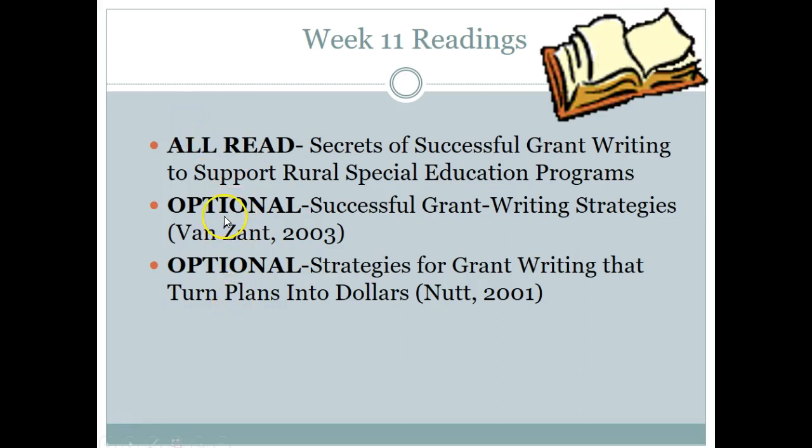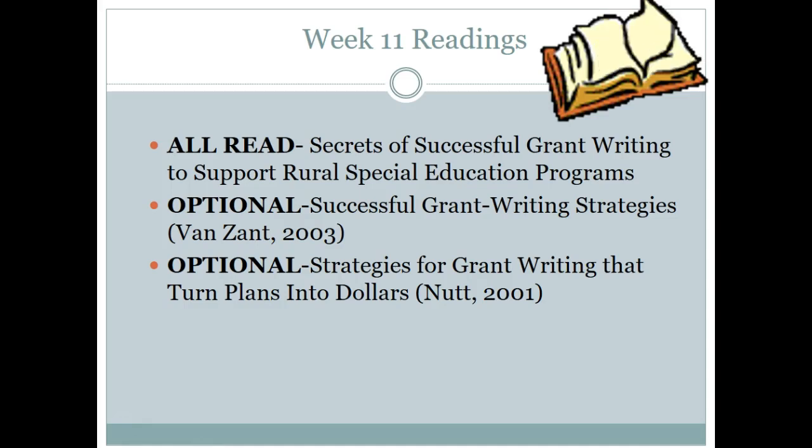I also have 2 optional articles for the week. The first is Successful Grant Writing Strategies. This one is from 2003, but I think the information is still relevant, aside from a lot of the website links no longer being active. So don't use it for the web resources, use it for the information in regard to how to write a successful grant. And then there's Strategies for Grant Writing that Turns Plans into Dollars.